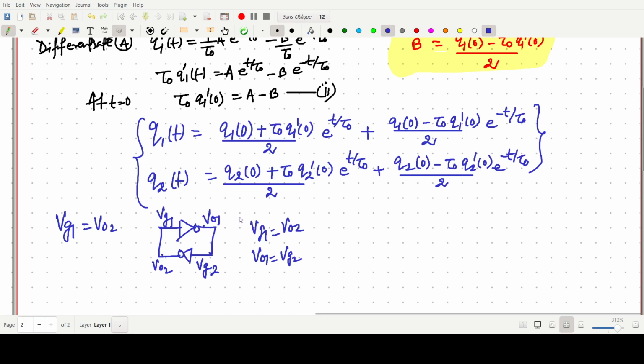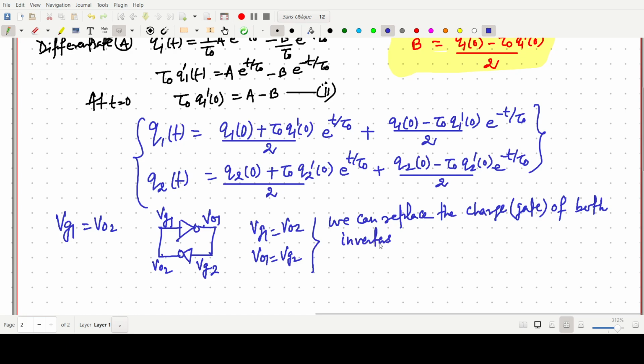So now we can replace the gate charges. Right now we have to write in terms of voltage. So we can replace the charges, or we can say the gate charges of both inverters, with the corresponding output voltages.